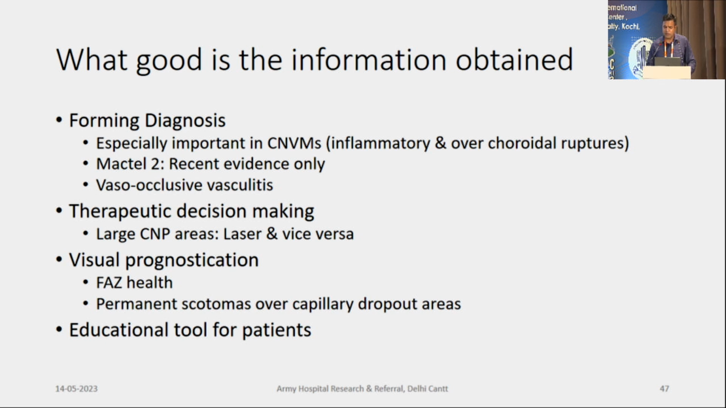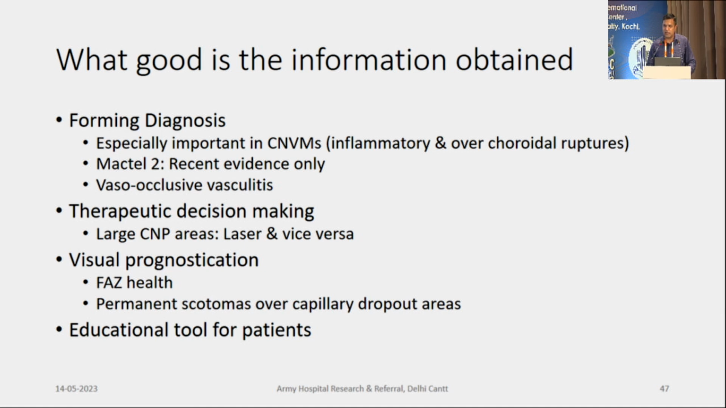In Mactel 2, there has only been a recent evidence towards the use of wide field OCTA, and it is extremely important in my practice in cases of vaso-occlusive vasculitis. It also helps you in therapeutic decision making, where when you see large CNP areas, you can add on laser and vice versa. This was already spoken by Dr. Amandeep, and it helps you in visual prognostication, where you are able to see the foveal vascular zone health. And if you see capillary dropout areas towards the periphery, you can correlate that well with permanent scotomas you see in the visual field of the patient.